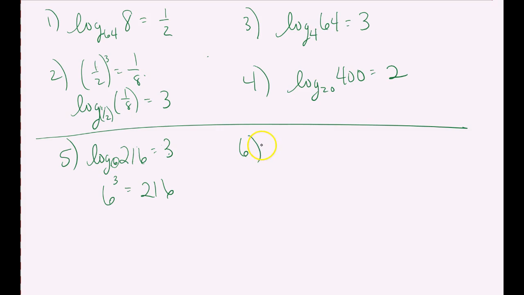Number 6, it's going to be 20 to the negative, sorry. It's going to be 20 squared equals 400. Number 7, 7 to the third equals 343.